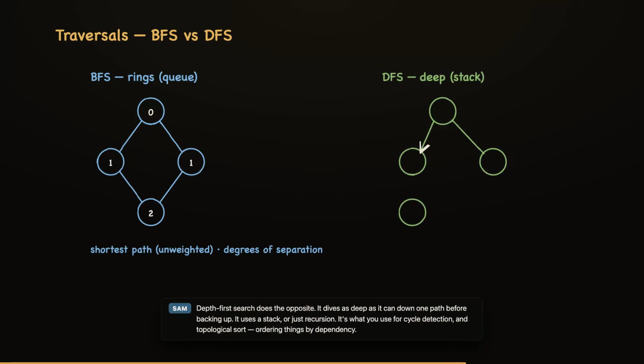Depth-first search does the opposite. It dives as deep as it can down one path before backing up. It uses a stack, or just recursion. It's what you use for cycle detection and topological sort, ordering things by dependency.